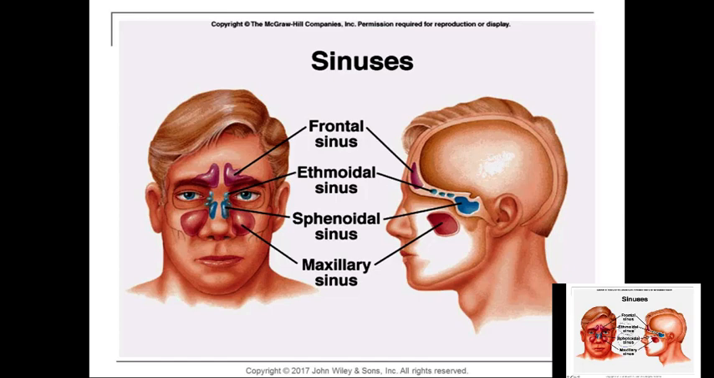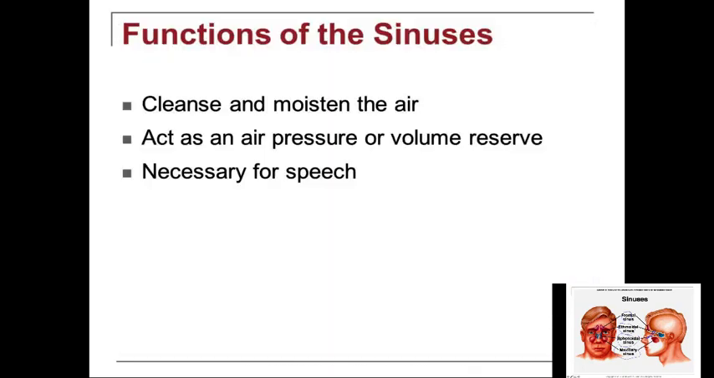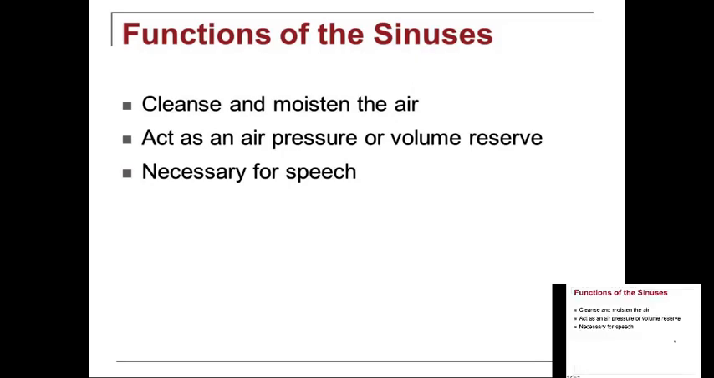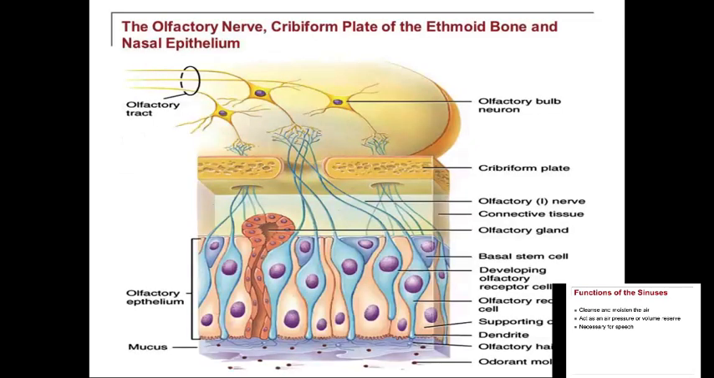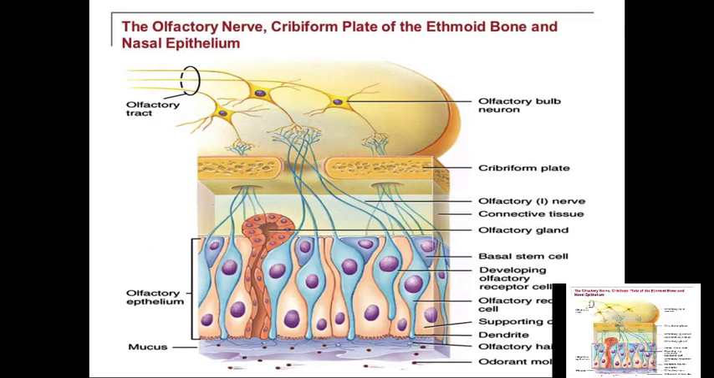And again, that's where the olfactory nerve is going to penetrate through. Here's your frontal sinus. We know many people get these frontal sinus headaches and sinus buildup and pressure above the eyes. And then there's the maxillary, right here. The mastoid air cells would be right back in here, where the mastoid bone is. The function is to cleanse the air, moisten the air. It acts as a pressure or volume reserve, and it's needed for speech.